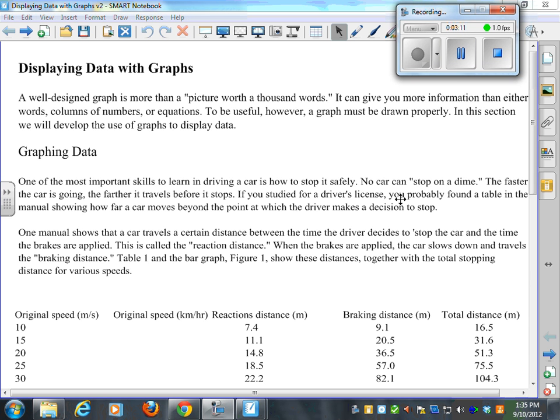No car can stop on a dime. The faster the car is going, the farther it travels before it stops. If you study for a driver's license, you probably found a table in the manual showing how far a car moves beyond the point at which the driver makes a decision to stop.